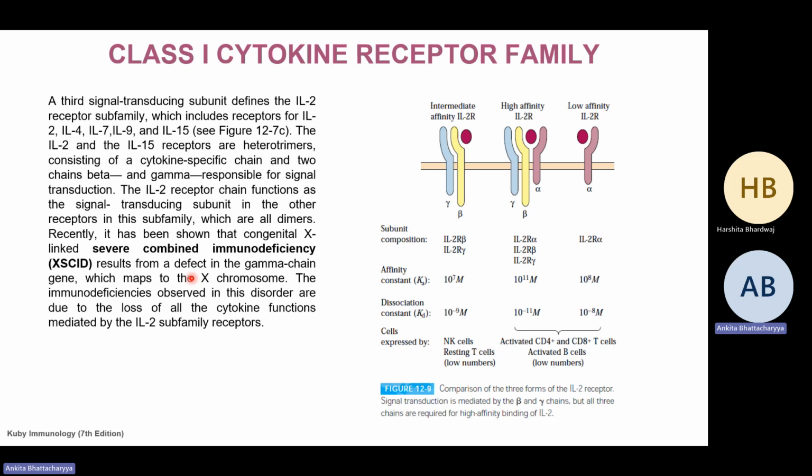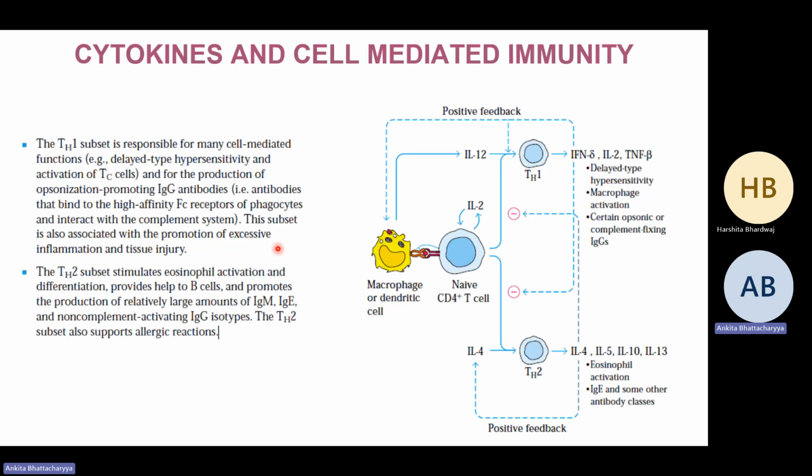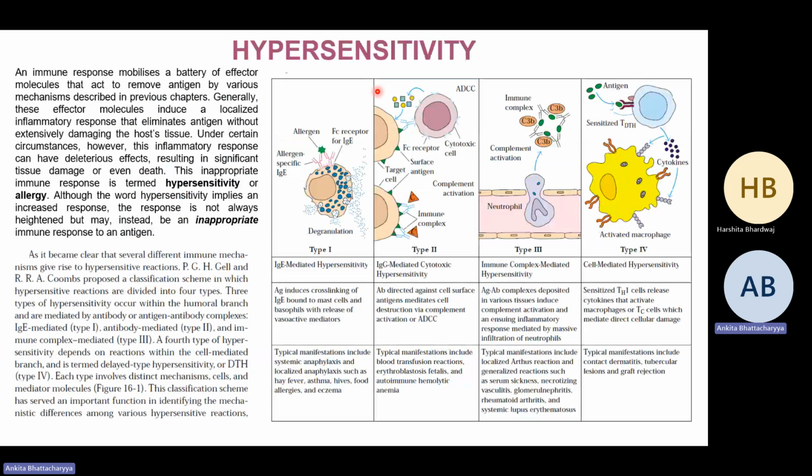We discussed SCID as well, congenital X-linked severe combined immune deficiency, mapping to the X chromosome. So this was just one example which we saw in more detail, and this showed more elaboration of the signal transduction pathway and cytokines and how they are relevant to cell-mediated immunity. Then the therapeutic use in a commercial manner or otherwise in a clinical context, and what are the diseases that they are usually concerned with. We had looked at that as well.